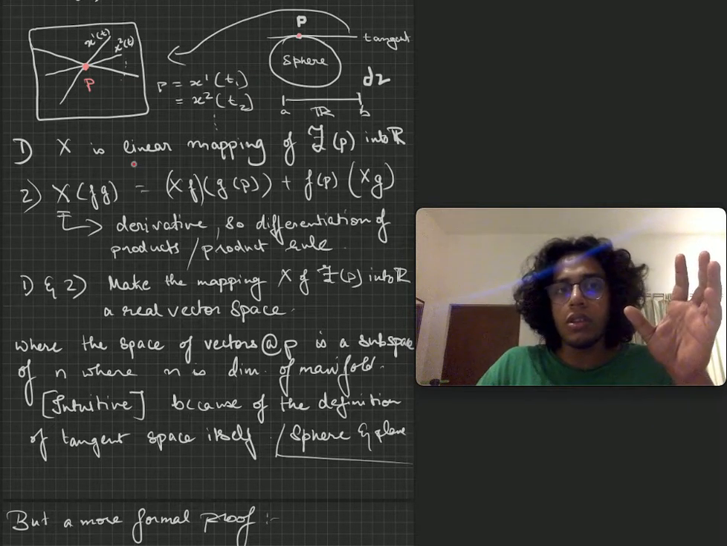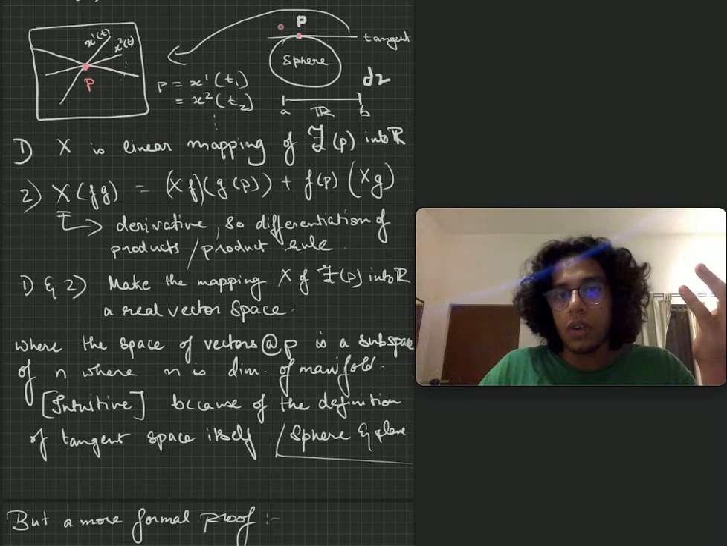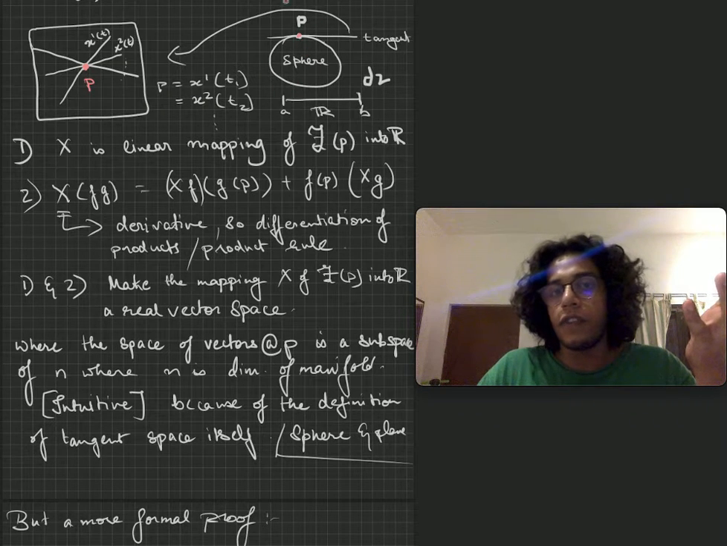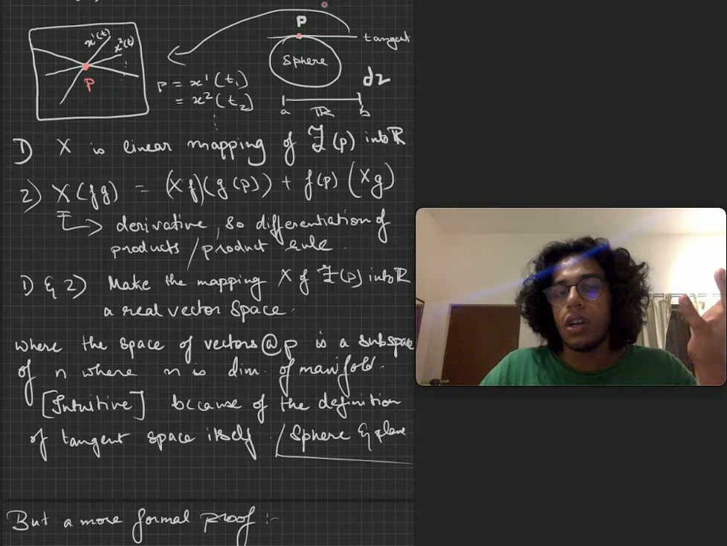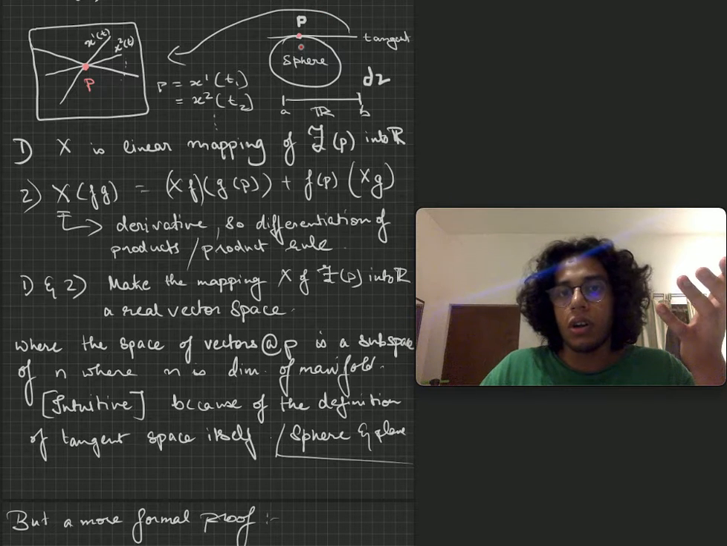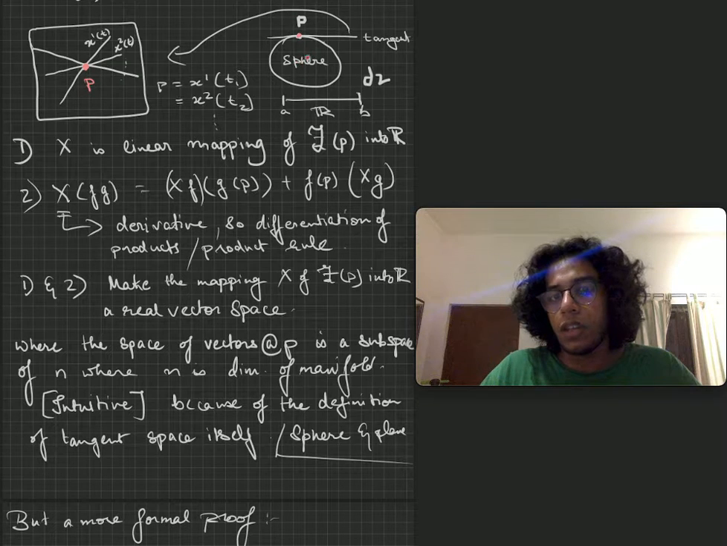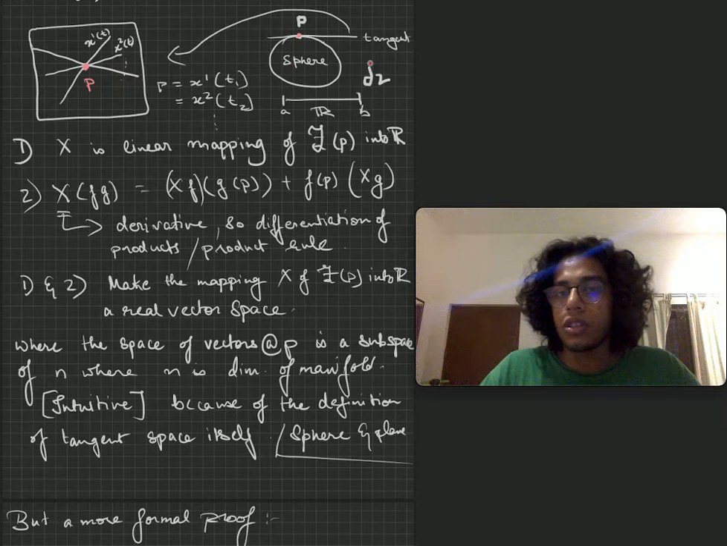The intuition here is, if you have a sphere and you draw a tangent, the kind of coordinates that you can draw are, for example, the vertical is the y axis, the horizontal is the x axis, and the axis that comes out of the center of the sphere is the z axis.